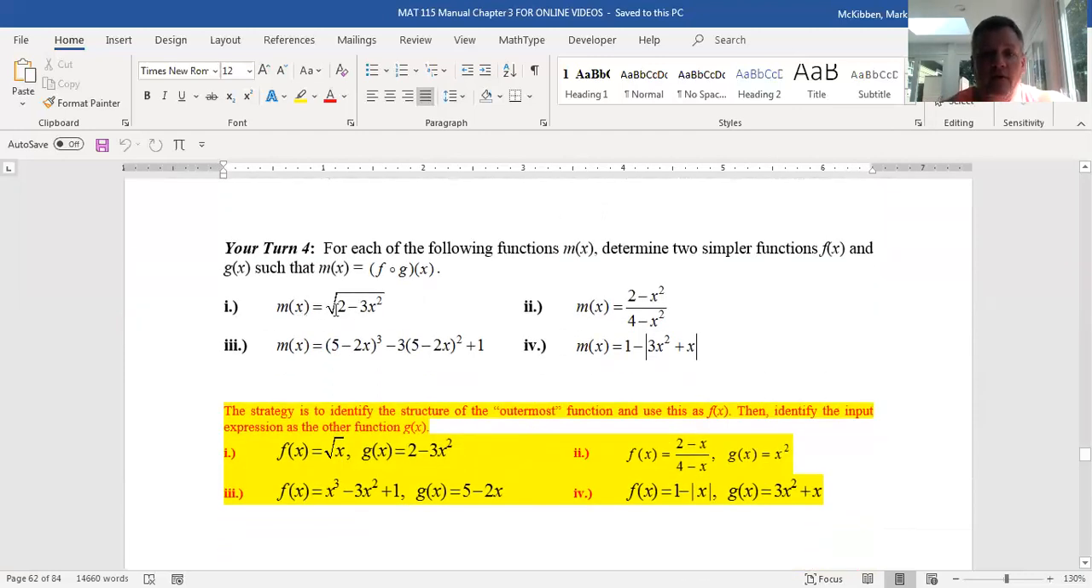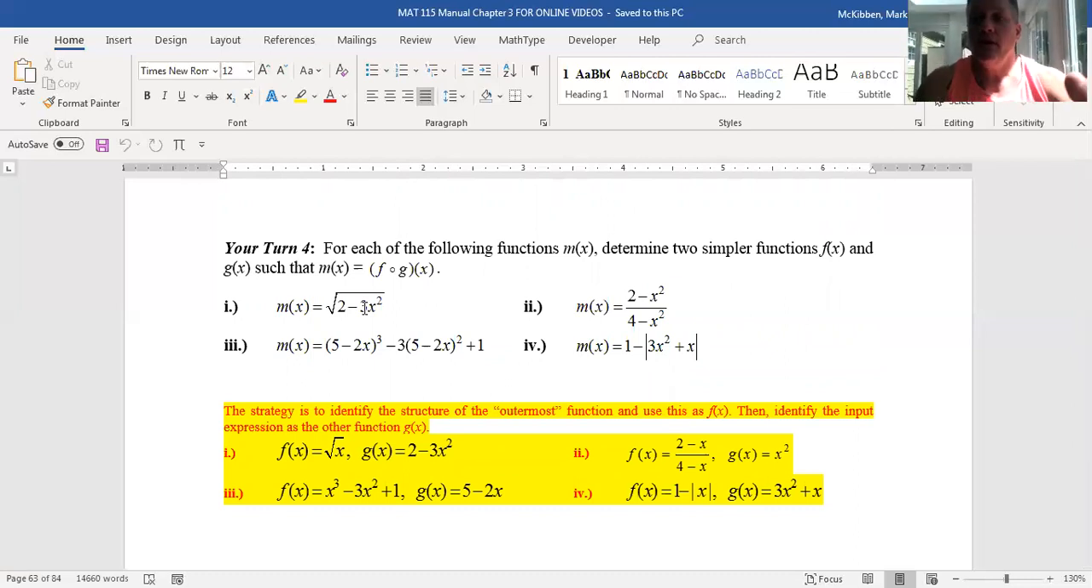All right, so let's look at these. For the first one, m of x, the basic structure of the function is the square root of something. And so my outer function f will be the square root of x. What am I taking the square root of? Well, that would be that 2 minus 3x squared. And so if I compose these two simpler functions, f of g of x, I get this back. Right? For part 2, structurally, I have a rational function, right? I take 2 minus something and 4 minus that same something to get this function. So if I define f of x to be this guy, then g of x, the thing I'm plugging in for x, is x squared, right? And that composition would work. There are other ways to go around this one, but this is probably the most direct, I would say.